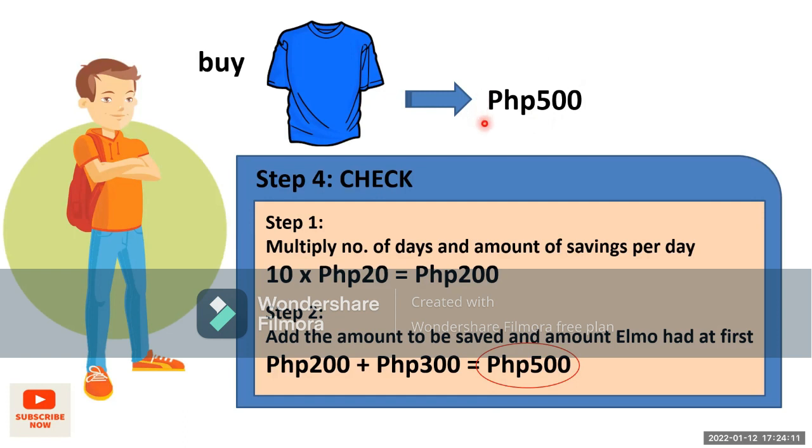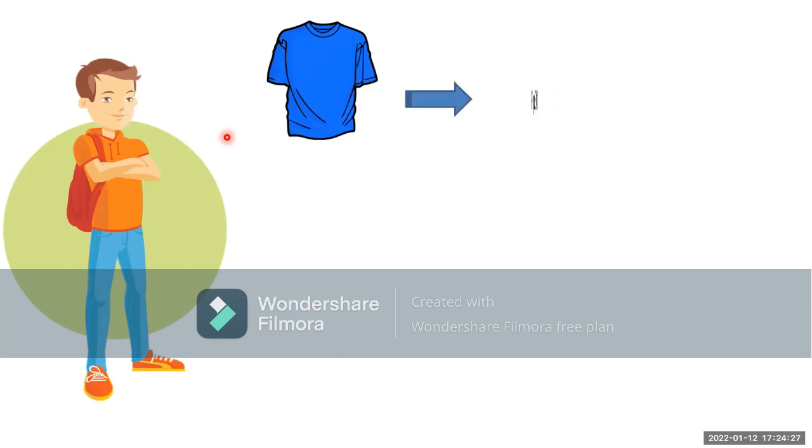Can he buy now the shirt? Of course, Elmo can buy the shirt. So if you were Elmo, would you still buy this shirt even if you have the money already that you have saved, and then you'll just spend it at once for this shirt? Will you buy this shirt if you're Elmo?